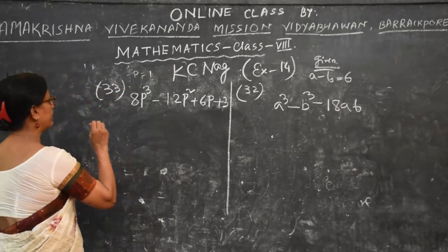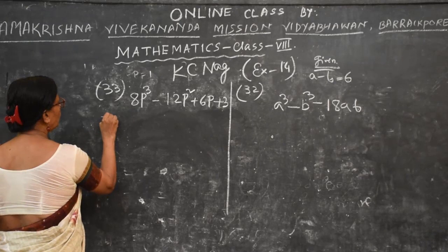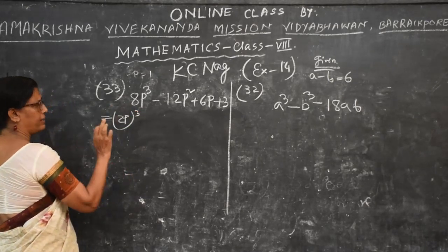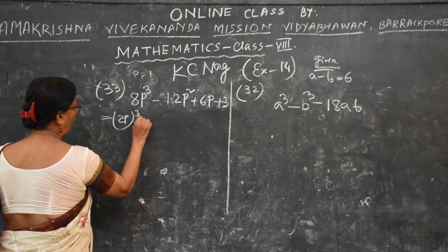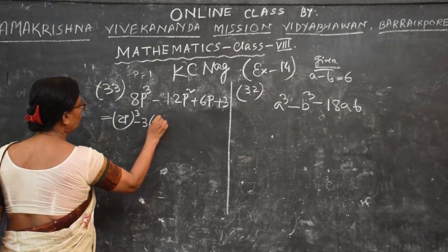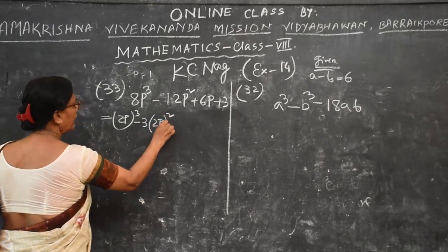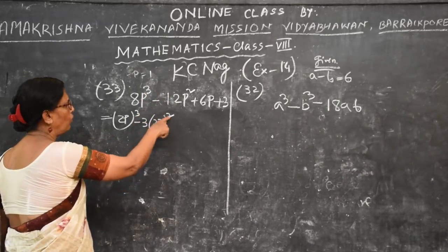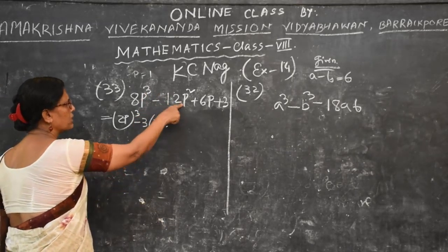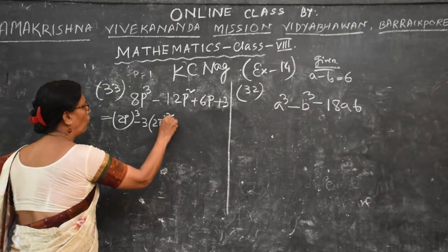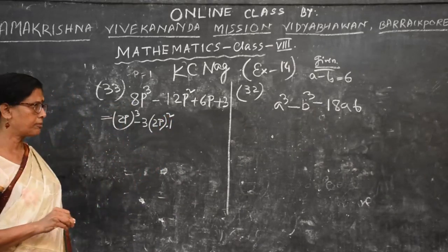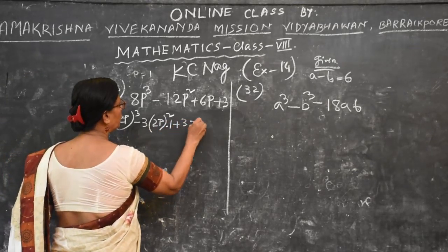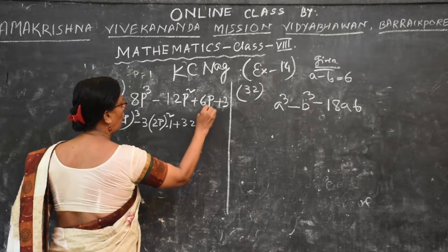Now the last sum is this one. How do we start? 2p whole cube. We know 2's cube is 8. Now the second one is 3 into a square into b, which is related to 12p square. Two 2s are 4, four 3s are 12. P square comes, so only 1 is left for the adjustment. Now it is plus 3 into 2p into 1 square.